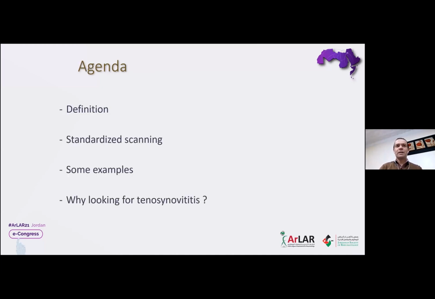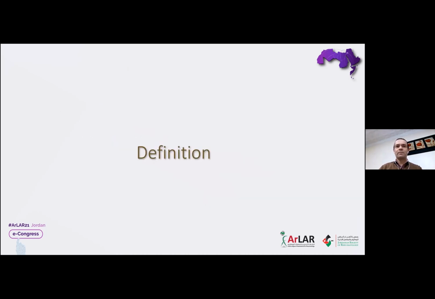So this is the agenda of my presentation. First of all, I'm going to define tenosynovitis, then talk about the standardized scanning in ultrasound to check for tenosynovitis. I will illustrate it with some examples, and by the end, I'm going to try to answer why we should look for tenosynovitis when performing an ultrasound scan.